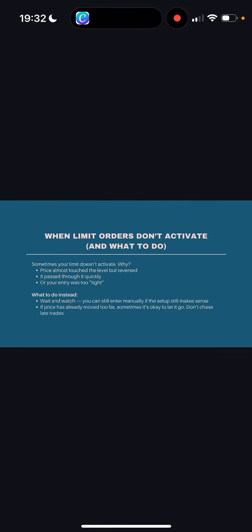What do you do? First of all, you wait and watch. You can still enter manually at market execution with the way I showed you, if the setup still makes sense, right? If it hasn't hit TP, you can still enter. And if it's in loss for others, you can still enter, right? If price has already moved too far, meaning it is close to TP, it has hit TP, or others are in massive profits, just let it go, right?